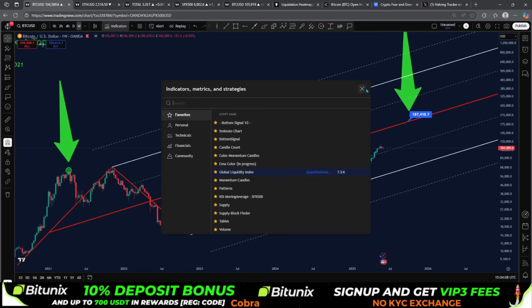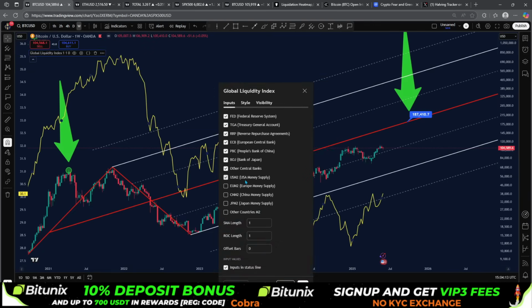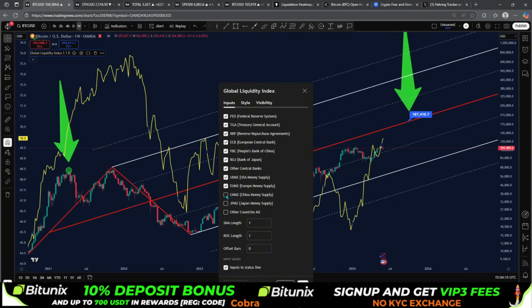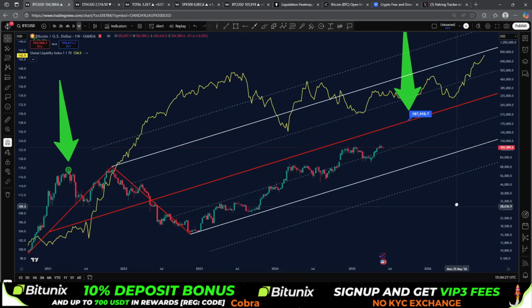So if we add the global liquidity index here, just configure the settings here, because we need to add all the countries here, the US, AU, the China, the Japan, all the countries total. And then here on the weekly, I believe the offset, let me just play around. I believe the offset was around 70. I could be wrong here. It depends on what time frame here is.